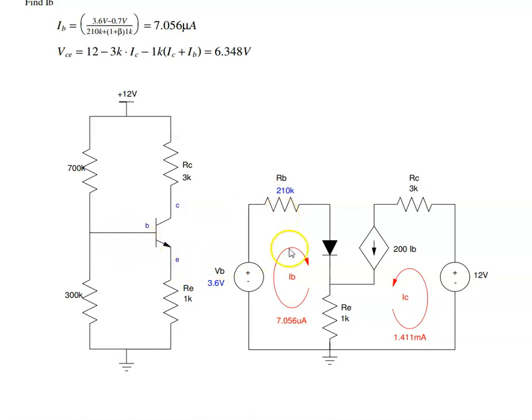Now between the base and emitter I've got a diode. Emitter goes to ground through 1K, emitter is tied to collector through beta IB, and collector is tied to 12 volts through 3K. So here's the circuit that you analyze. This is the one that you build.